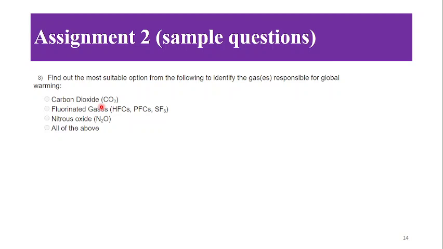The next question is, find out the most suitable option from the following to identify the gases responsible for global warming. So, all of them. Yes, all, correct. So, all of these are responsible for the greenhouse effect and cause global warming.